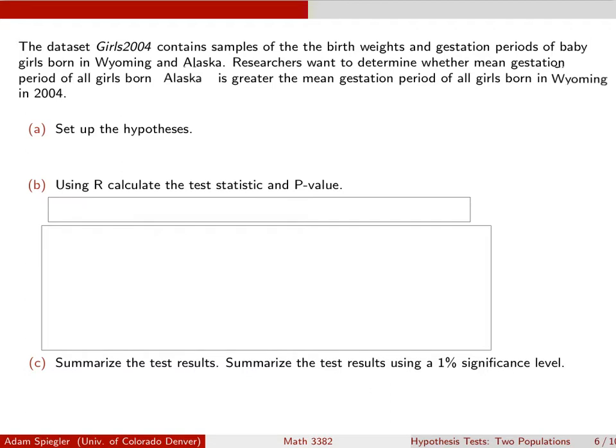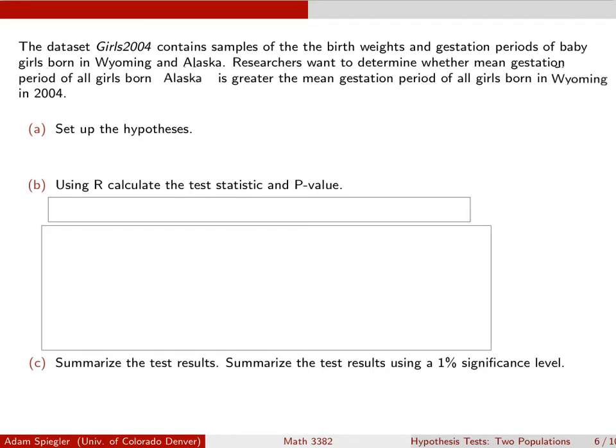So here we're going to stick with the theme of newborns, and there's a data set from the resample library called Girls2004, which, similar to the North Carolina data set, contains samples of births that were in Wyoming and Alaska. They recorded things similar to the previous one, like the birth weight in grams, the gestation period, measured in weeks, as well as whether or not the birth mother used tobacco.